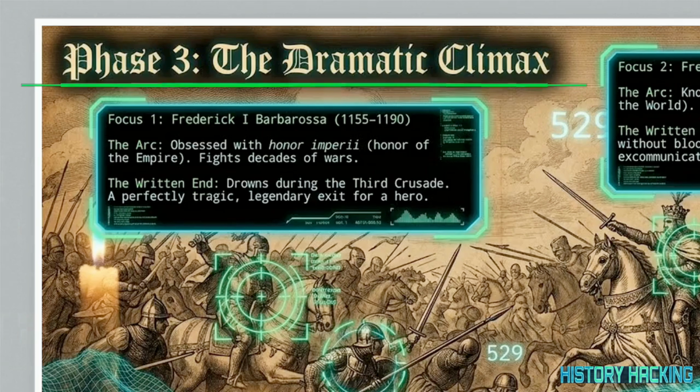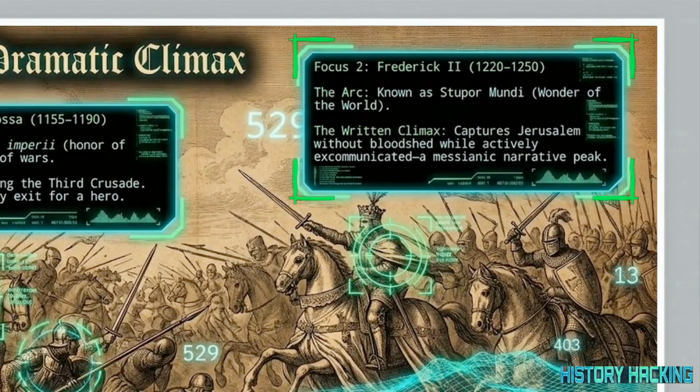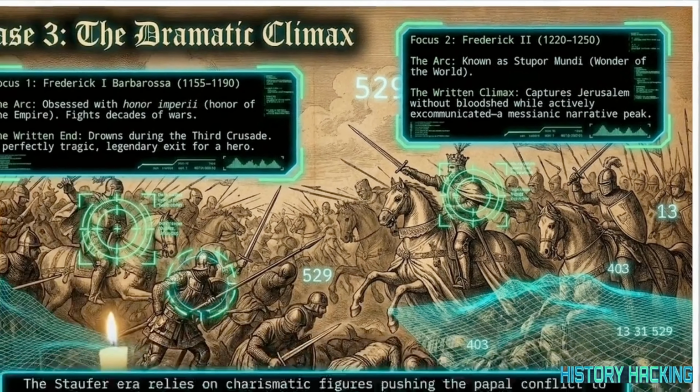In Phase 3's Staufer era, developers overclock the engine, spawning overpowered hero avatars. Frederick Barbarossa fights decades of scripted wars. Frederick II pushes the papal conflict to its extreme, bloodlessly capturing Jerusalem while excommunicated. These are exaggerated achievements of a fictional narrative nearing climax.